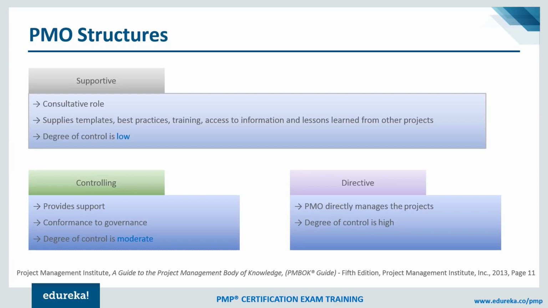Another could be controlling, where the degree of control is moderate. PMO has some level of authority. They provide support and they also ensure conformance to the governance processes and policies. They may do a review on a periodic basis with the project team and project manager. And third is directive PMO, where PMO directly manages a project. The degree of control is very high.